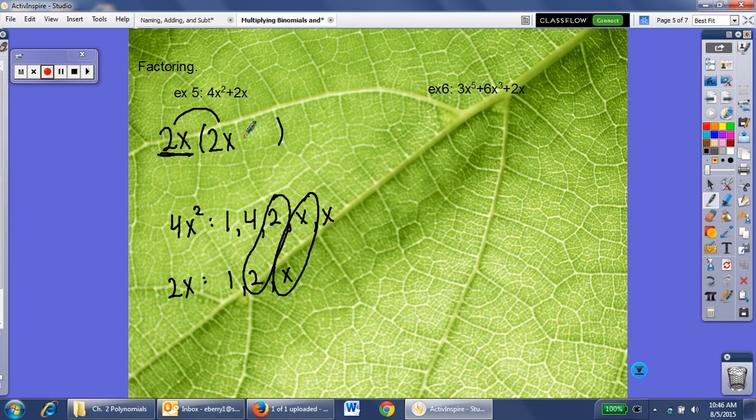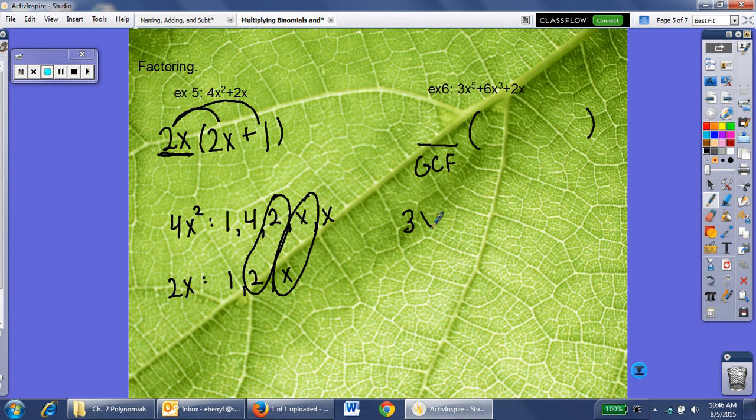Now looking at the second part, 2x times something will give me 2x. That is just a 1. So that's my final answer, factoring, putting this back into parentheses. Okay, let's look at example 6 now. So we're going to do the same thing. We need to put this back into parentheses, reverse the process of distribution by finding the GCF.